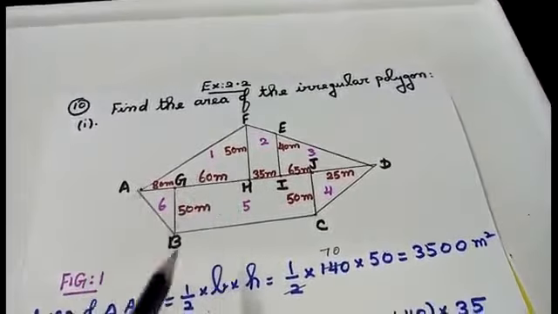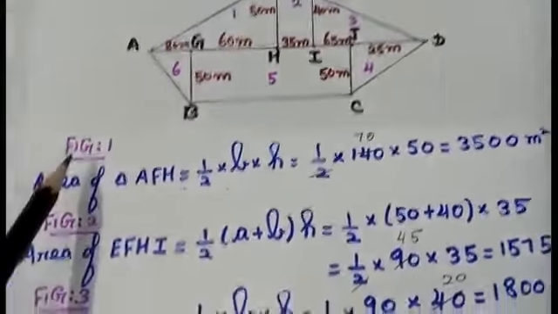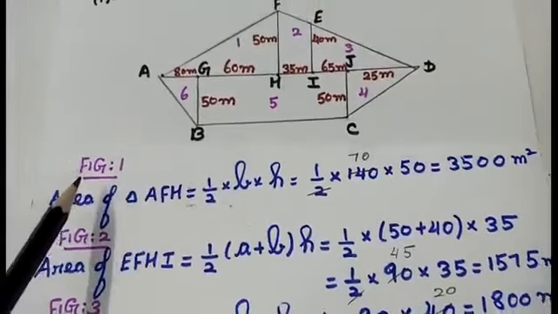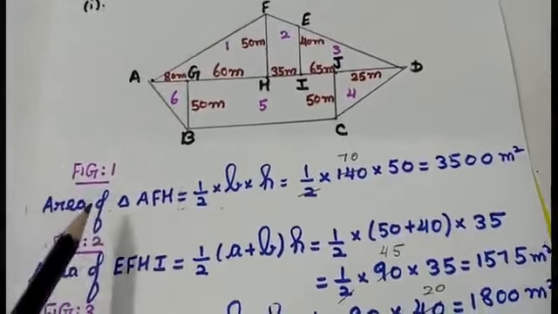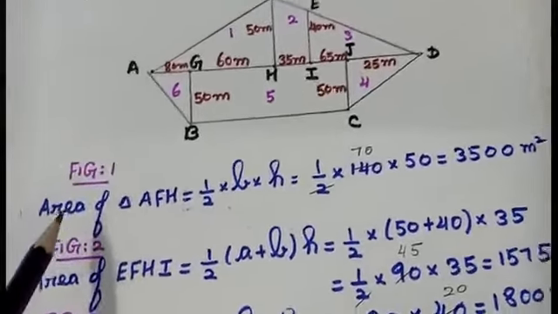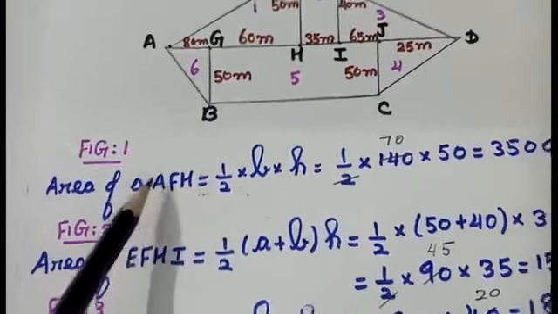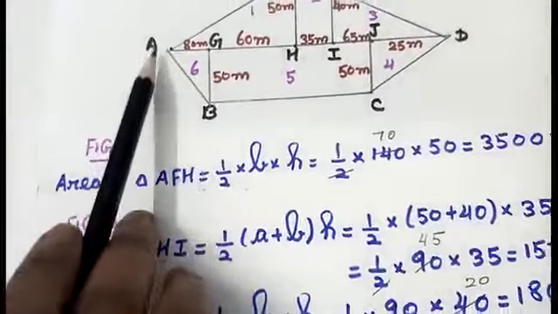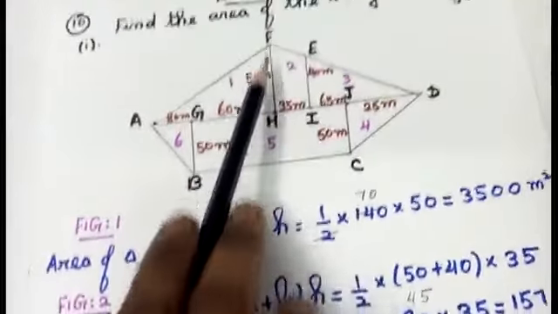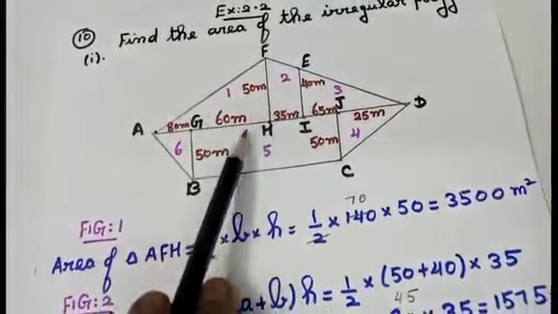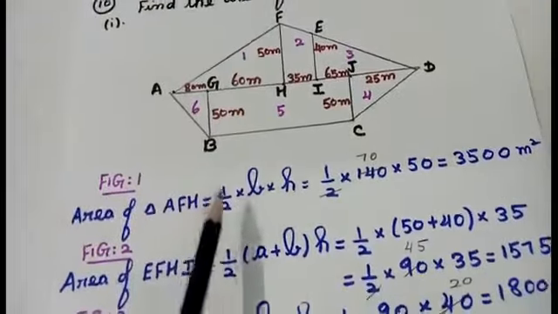Let me take the first one, figure 1. If you see figure 1, I am going to find out what type of figure it is. If I notice, it is in the shape of a triangle, that is area of triangle AFH. I am just taking the corner of part 1.